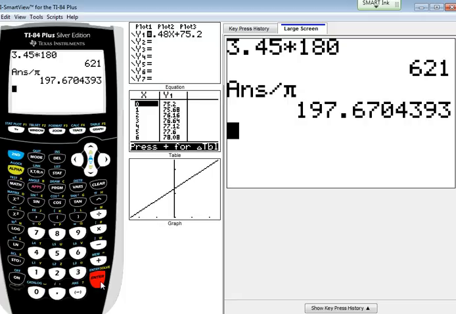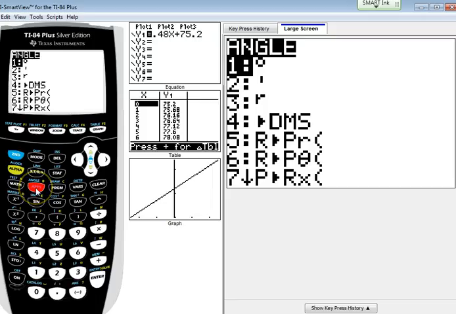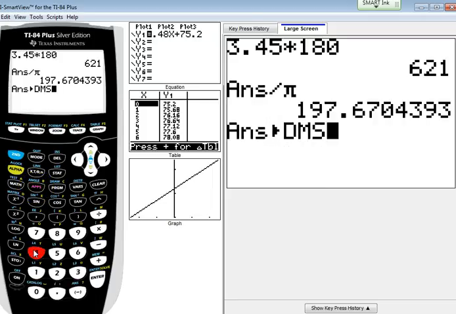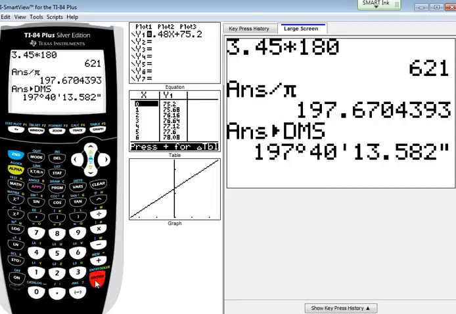What do we use to get into minutes? DMS. Yes, we go second app, choice 4, DMS. And they wanted you to round to the minute. So here, this is your degrees, careful with this part. This is your minutes, and this is your seconds.